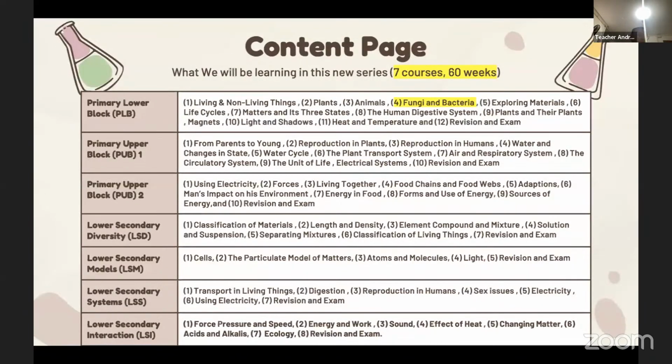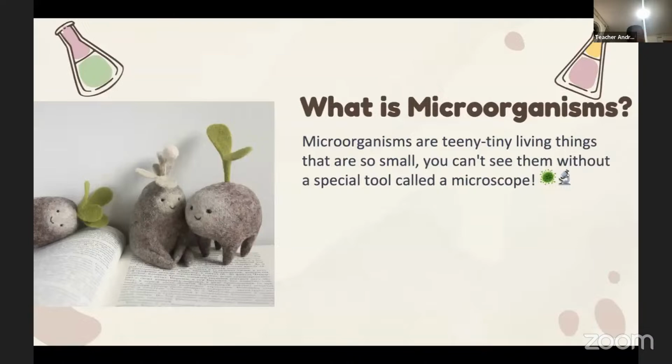All right, so today we are on chapter 4, fungi and bacteria. So, what is a microorganism? Microorganisms are teeny tiny living things. They are so small, you can't see them without a special tool called a microscope.